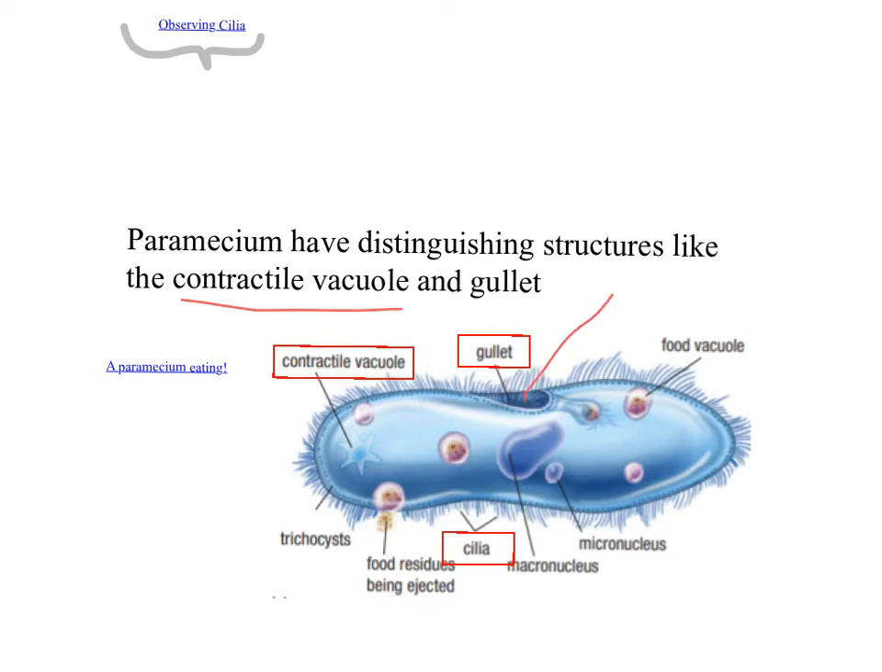There is also a structure right here called the oral groove. This oral groove is where nutrients are taken into the paramecium. There's also something called the gullet, which is at the end of the oral groove. The gullet takes in the nutrients, the food, and eventually it will break off and create a food vacuole.